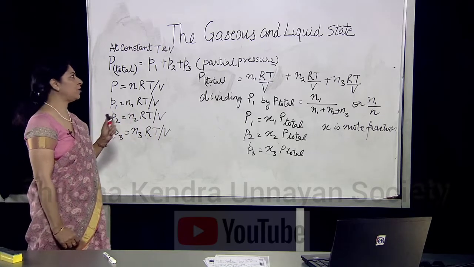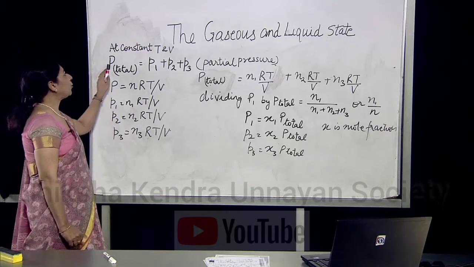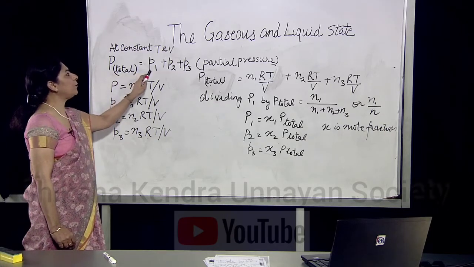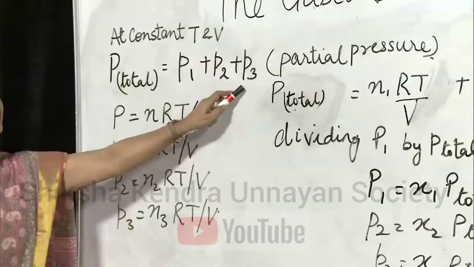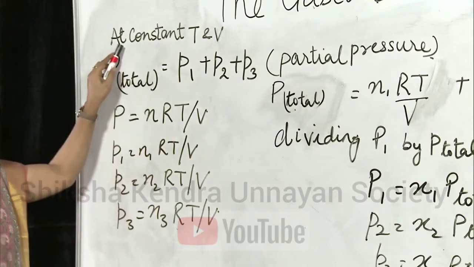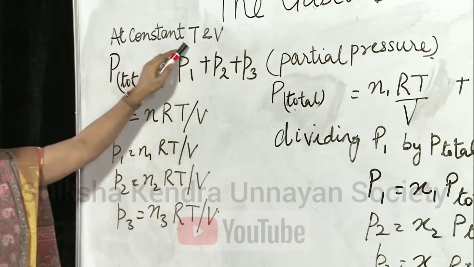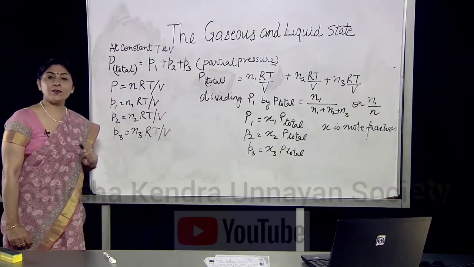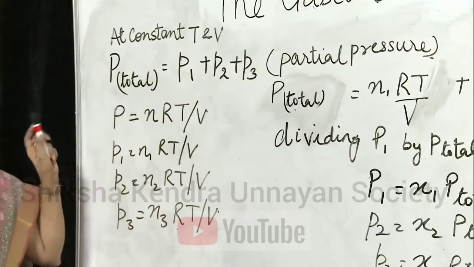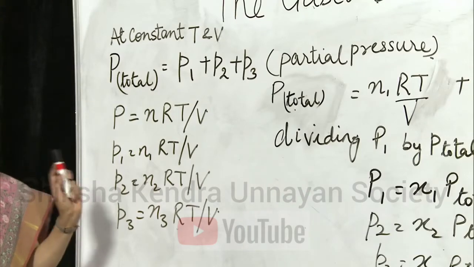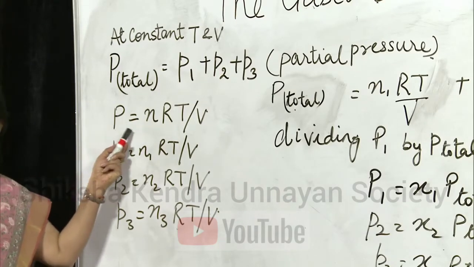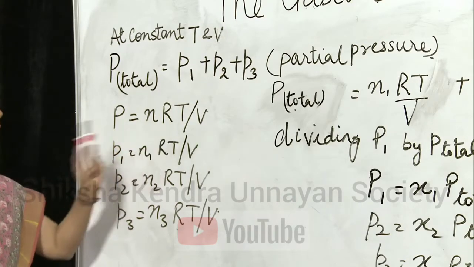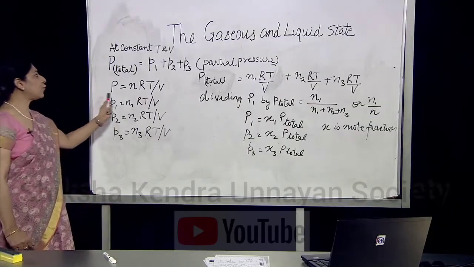Now, by taking this information, we have total pressure. We can say that P1 plus P2 plus P3, that is a partial pressure, and we are keeping constant temperature and volume. We know that the ideal gas equation is PV equals nRT, so we can also write P equals nRT upon V. Okay, this is for the total one.